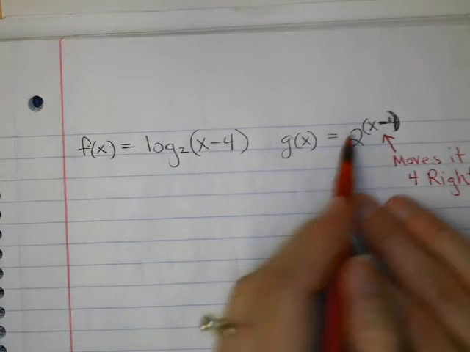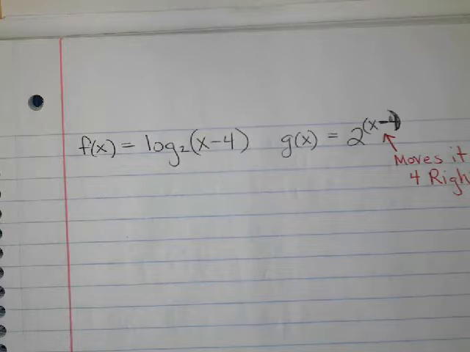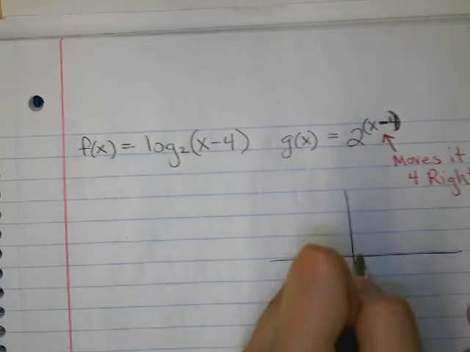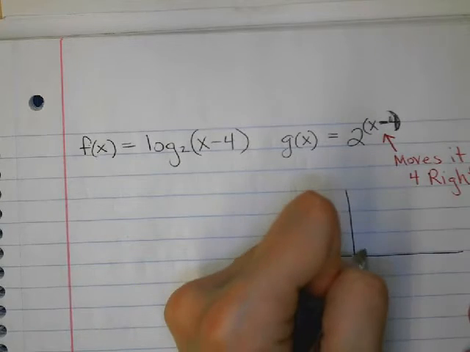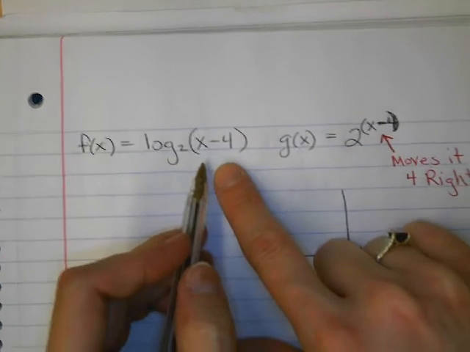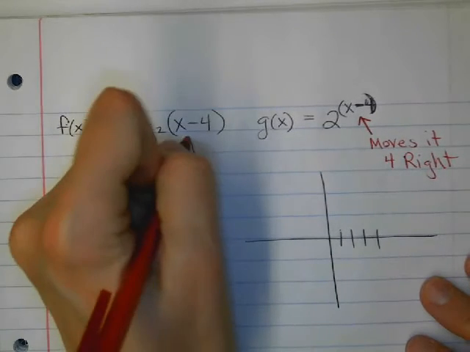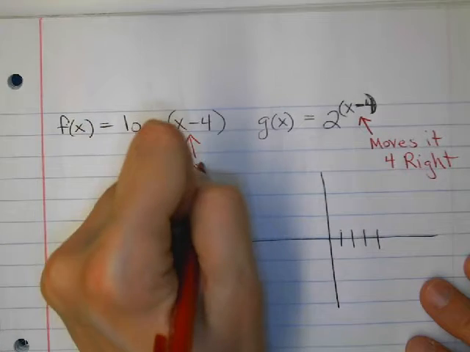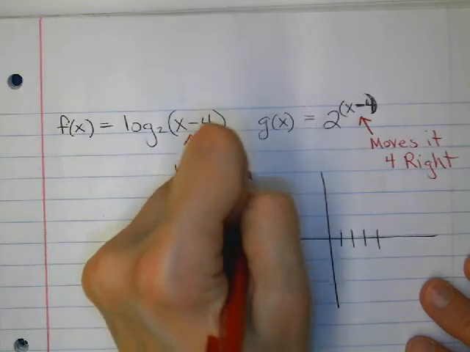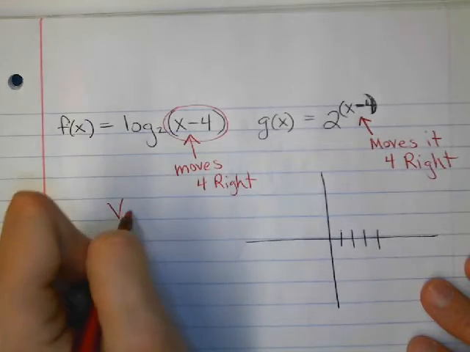So if you think of your exponential function, and we've graphed them earlier in class, this moves it 4 to the right. 1, 2, 3, 4. So the logarithmic graph would move 4 to the right. And that's important to pay attention to. It moves it 4 to the right. It actually affects the vertical asymptote of the graph.